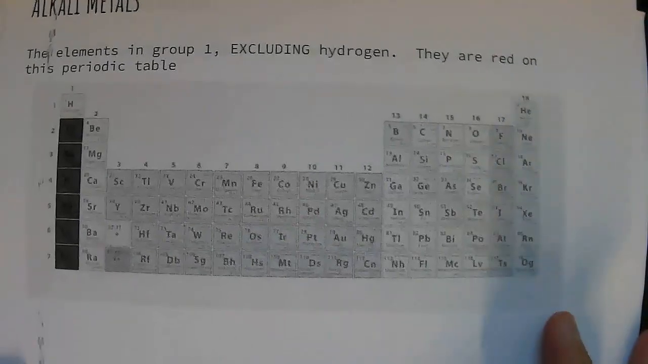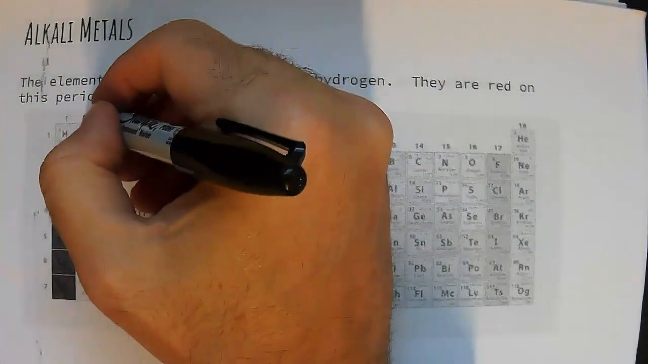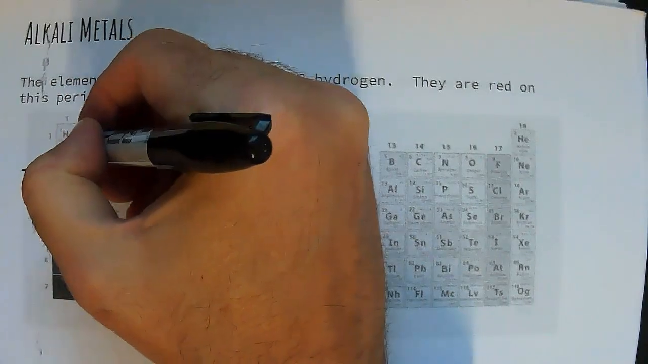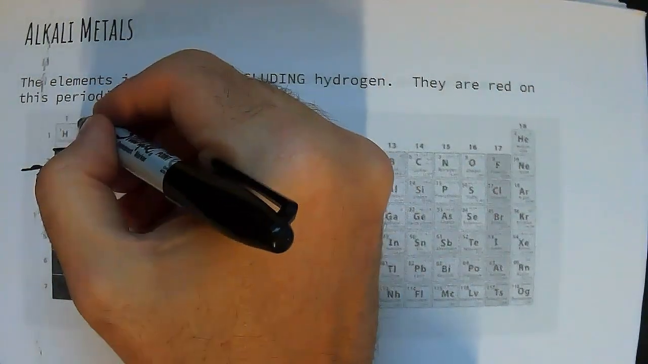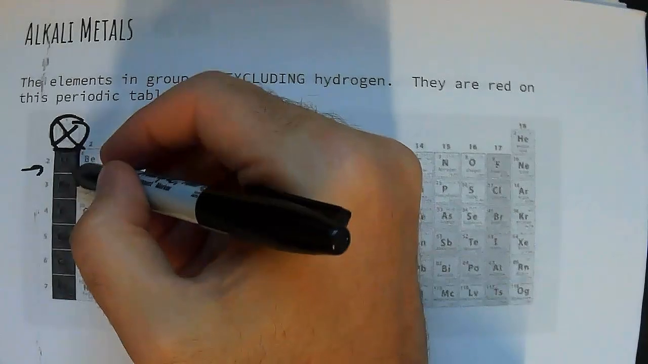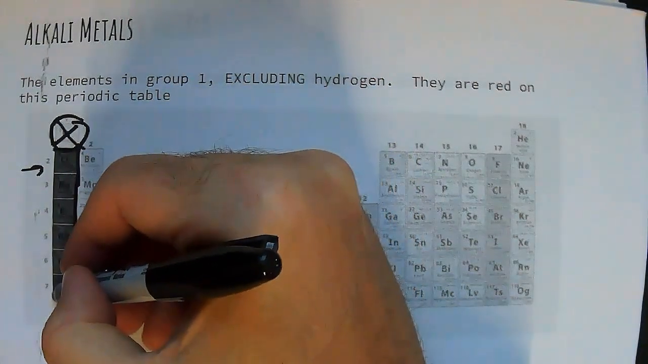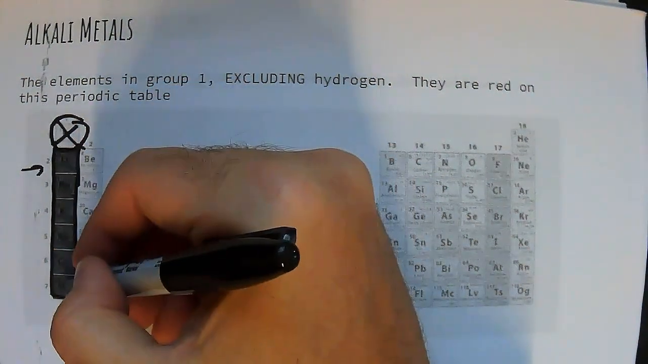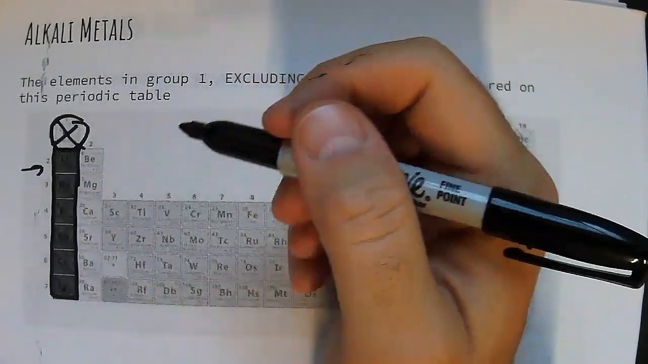Okay, so the alkali metals, that's this group right here. And again, I'm going to exclude hydrogen from the alkali metals. That's not an alkali metal. The alkali metals are lithium all the way down to francium here on the periodic table.